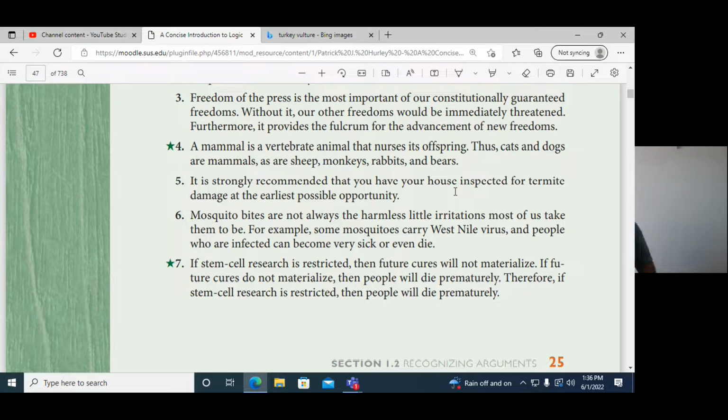Yes, that's right. This is an example of the aside in the chapter of an argument from example. The conclusion is mosquito bites are not always the harmless little irritation most of us take them to be. And they provide some evidence. There are some mosquitoes who are disease carrying. So the implied conclusion is that they're not always harmless. And it gives an example as a premise to advance the conclusion that's the first statement: mosquito bites are not always the harmless irritation most of us take them to be.